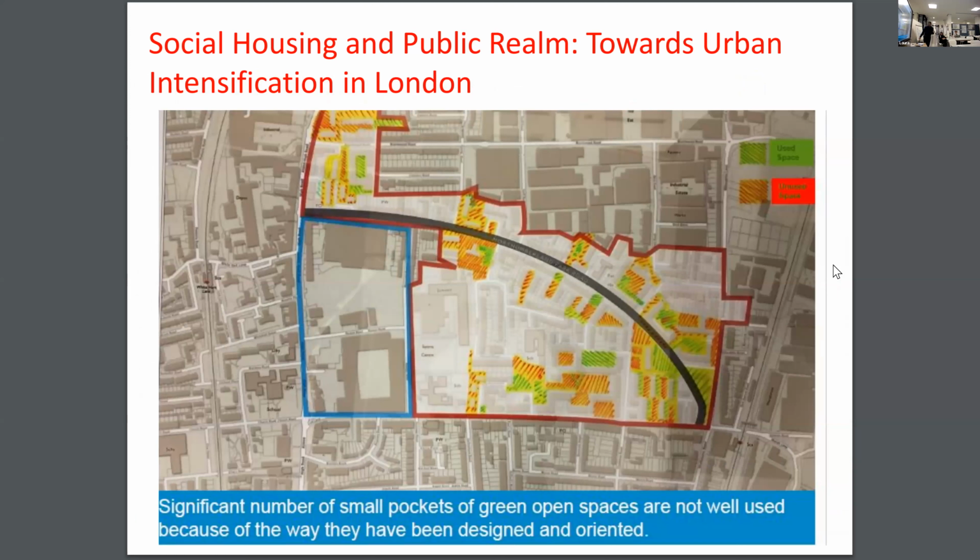So these are some green pockets, but most of them, the red highlighted areas, are unused spaces. They're just open spaces, but they're not used. What we are seeing in new developments is that these kinds of areas are being cut out. There's no scope for unused spaces, because the design approach has changed from the 1960s to today. So this is not going to happen.